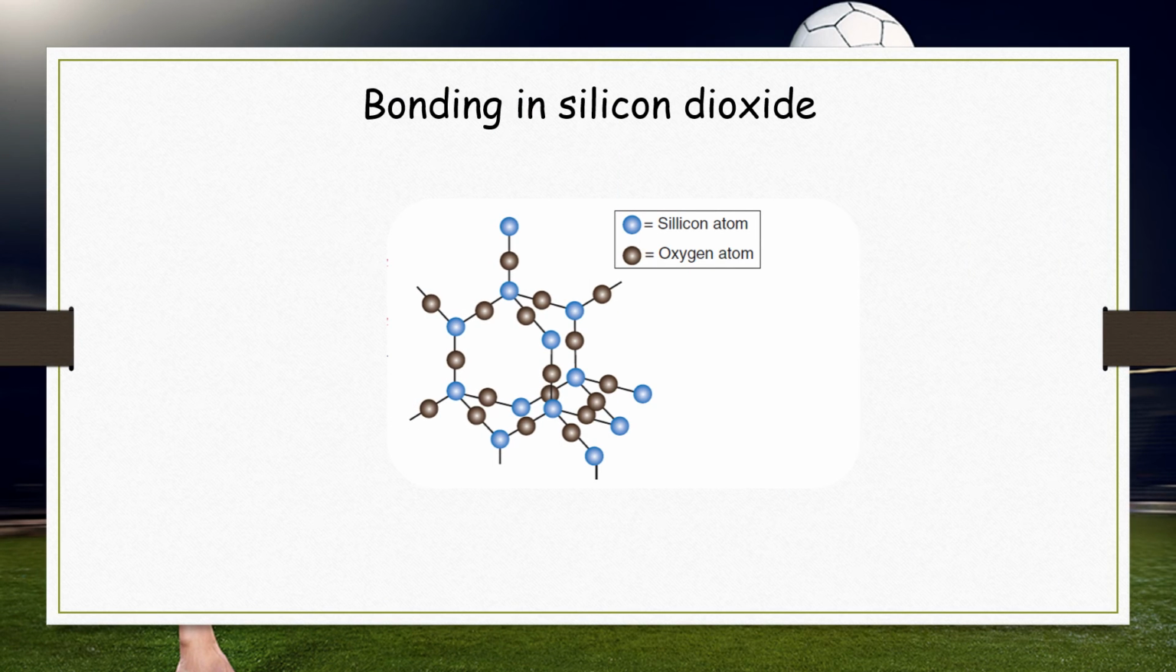Lastly, we are going to look at silicon dioxide. There are many other giant atomic structures, but I felt we need at least to look at these 3. Silicon dioxide is well known for being the chief ingredient in the making of glass. This is basically sand, and the structure of silicon dioxide is quite similar to that of diamond.